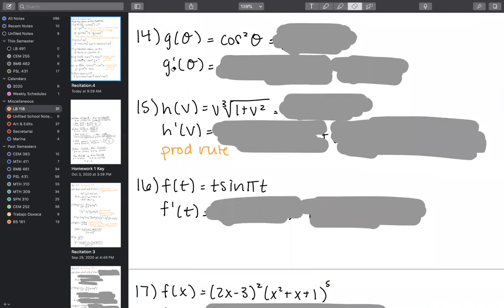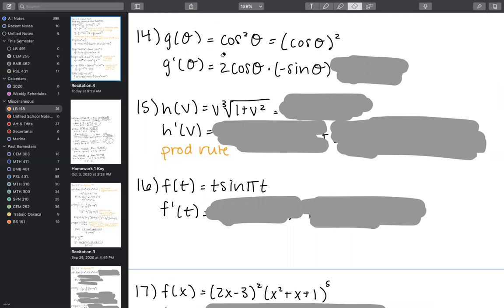Okay. G of theta is equal to cosine squared theta. So I just rewrote it like that, getting you guys comfortable with interchanging between these forms. We're going to start with the power rule. We're going to drop the 2, and then it'll become 2 cosine of theta to the first. And then we'll multiply by the derivative of the inside, which is negative sine theta. And then I added in this little tidbit because if you guys are referring to the textbook, you might have seen that this is the most simplified version of the answer that they offer.